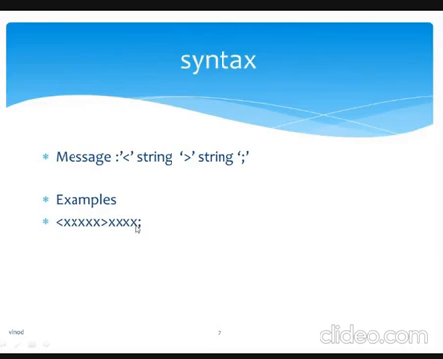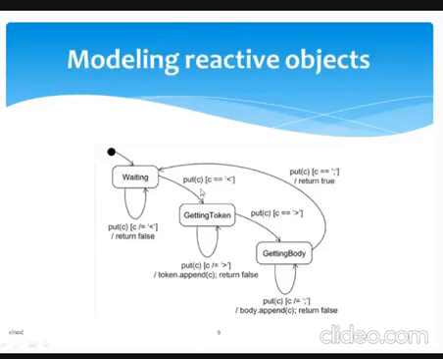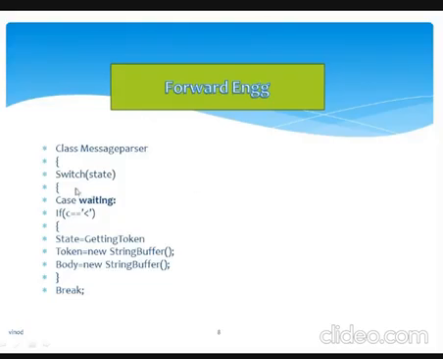Okay, so this is forward engineering. We can do forward engineering using the state machine. If you see, this class is a Java program. The class is a message parser. So we are implementing a switch case for this state machine. Initially, it is in the waiting state. Whenever the character is equal to the less than symbol, the state will change from waiting to getting token, and then we have to create a buffer for both token and body.